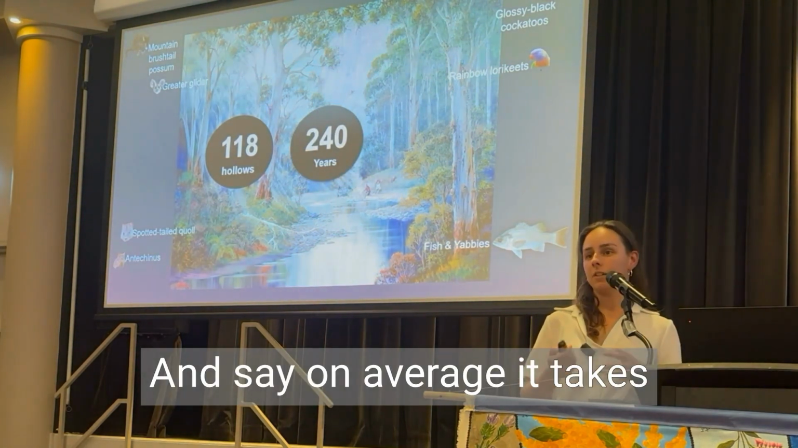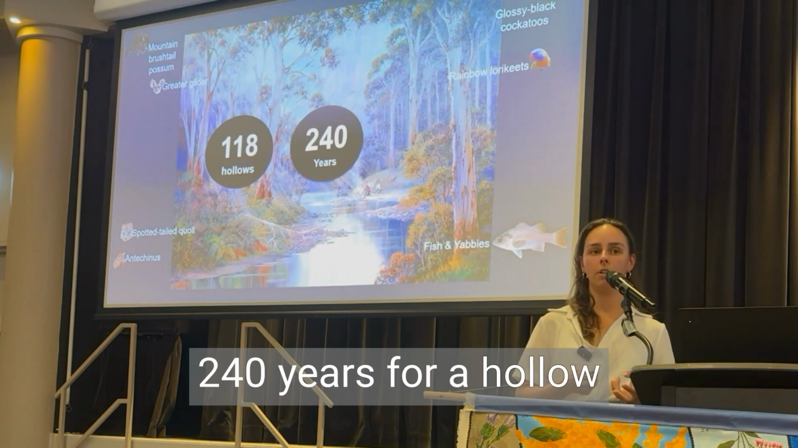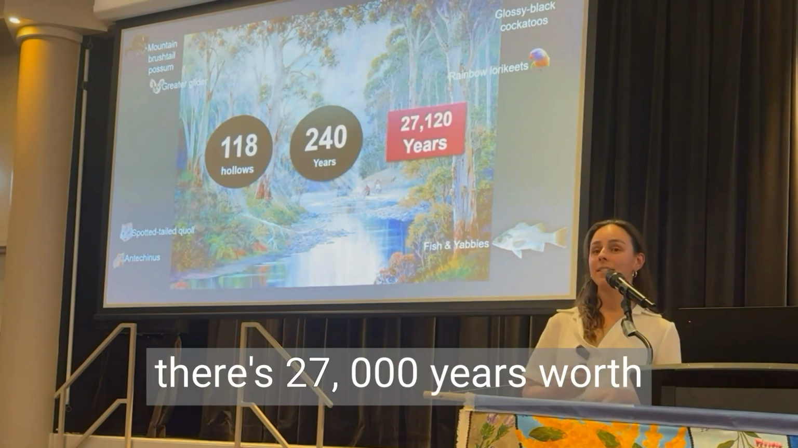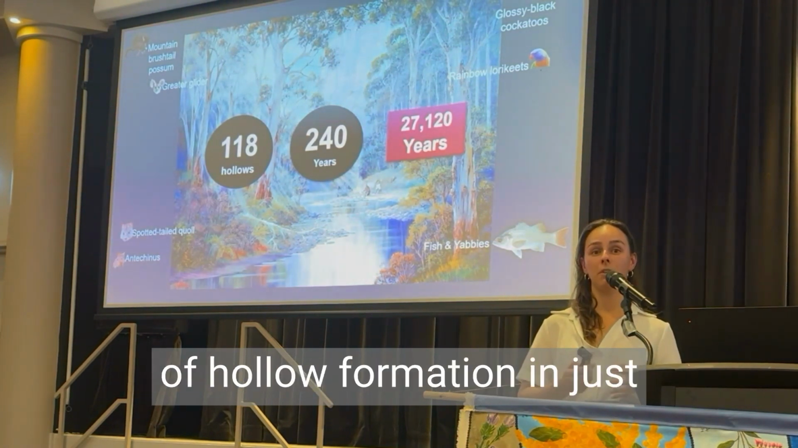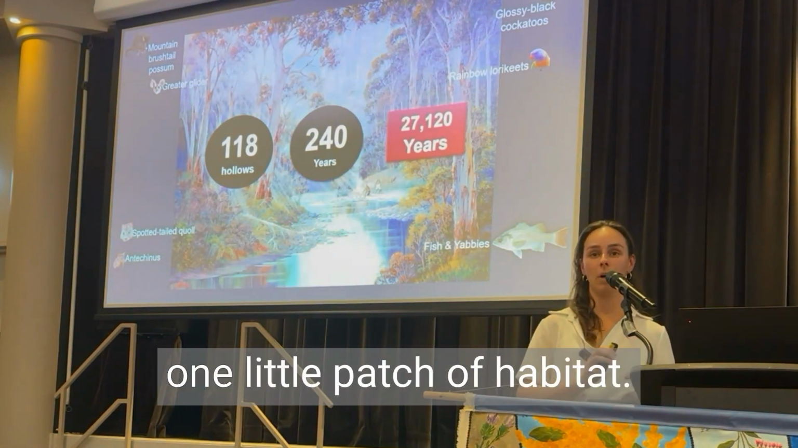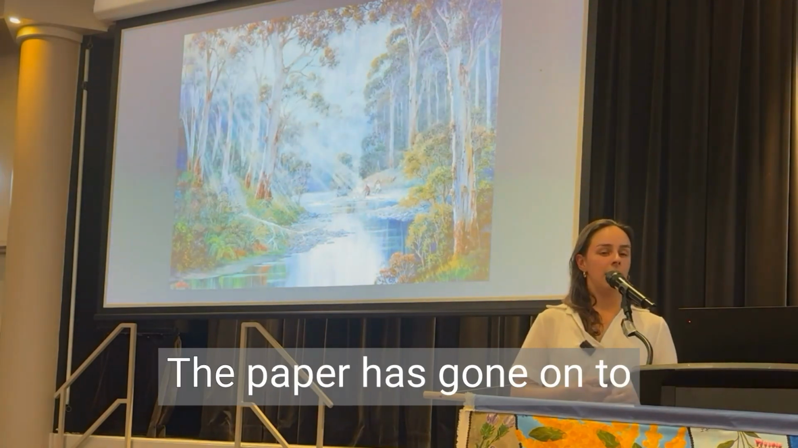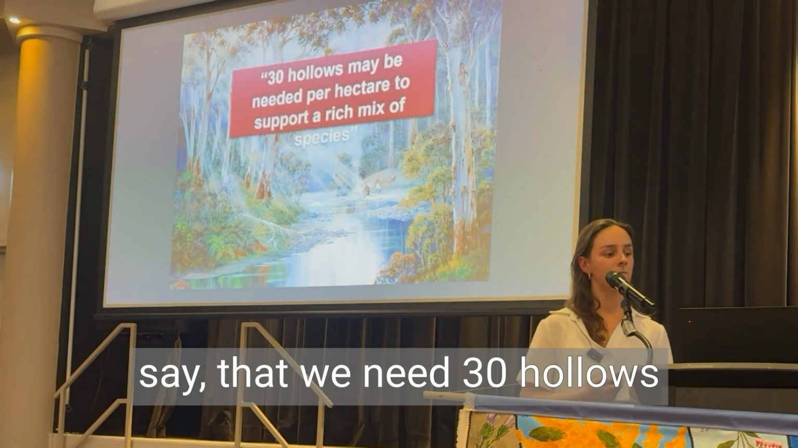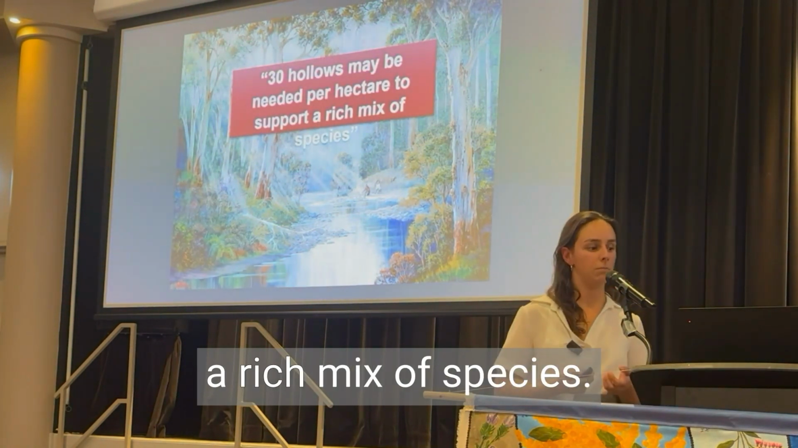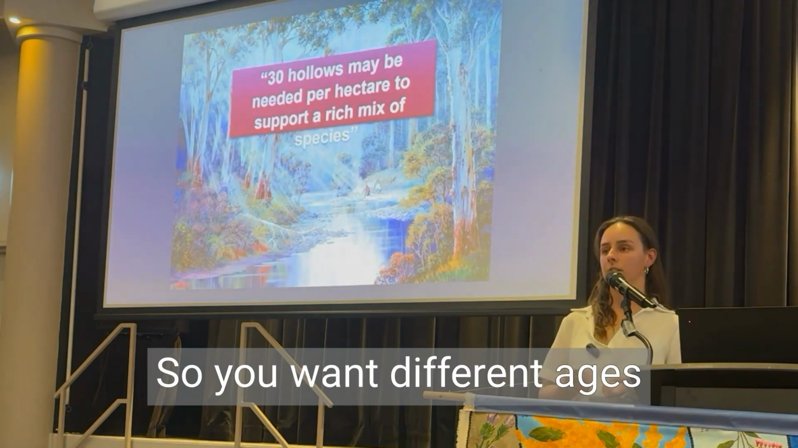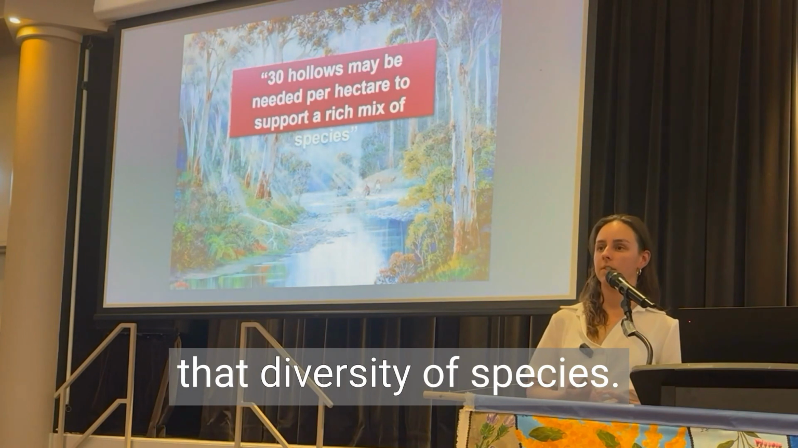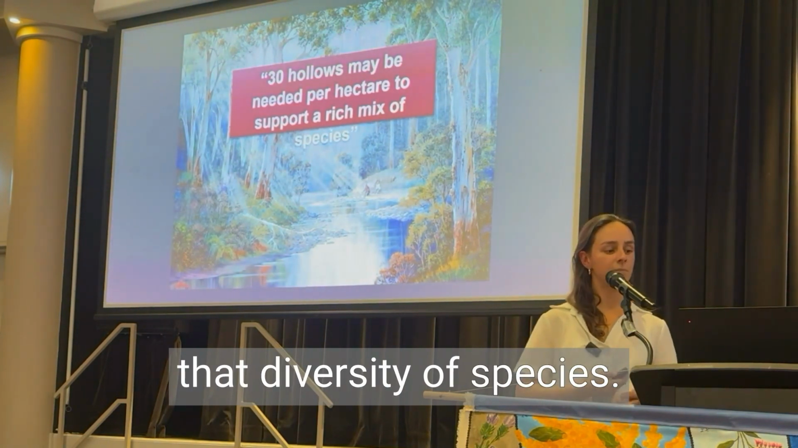And say on average it takes 240 years for a hollow to form. That means that there's 27,000 years worth of hollow formation in just this one little patch of habitat. Now, a paper has gone on to say that we need 30 hollows per hectare to support a rich mix of species. So you want different ages of trees, therefore different sizes of hollows to provide that diversity of species.